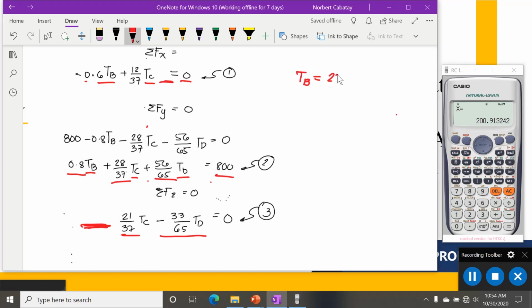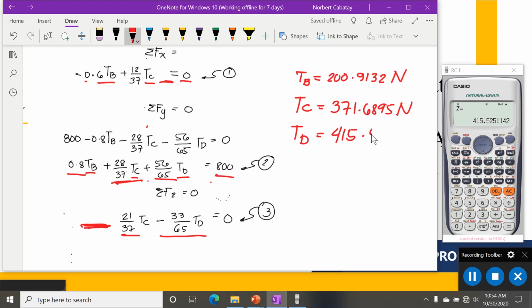Yung unang lalabas dito is yung una yung in-input sa sequence. So, that is T sub B equals 200.9132 newtons. Yung sunod na lalabas is yung T sub C. Equals, you have 371.6895 newtons. And lastly, yung T sub D natin, or yung tension along D, is 415.5251 newtons.